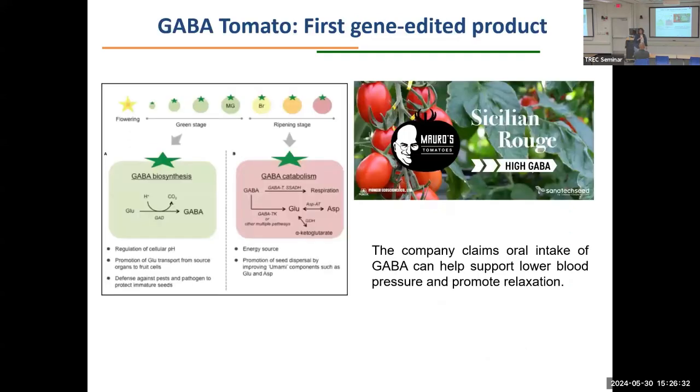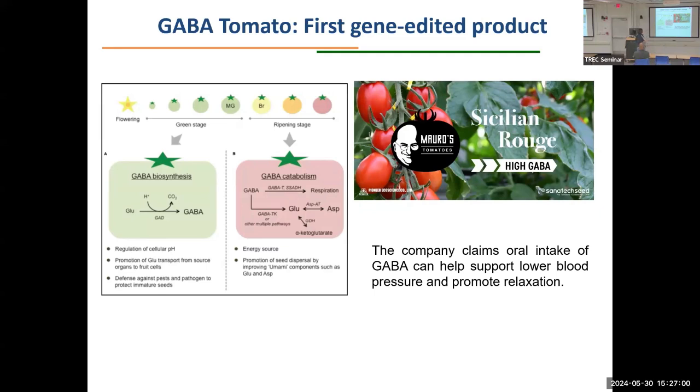So these are the few successful examples of gene-edited crops which are available in the market. The first one is the GABA tomato. The GABA tomato has been developed by Sanatech Seed, a seed company based in Japan, and this particular tomato is rich in GABA.